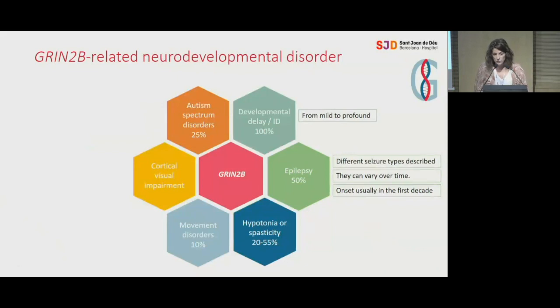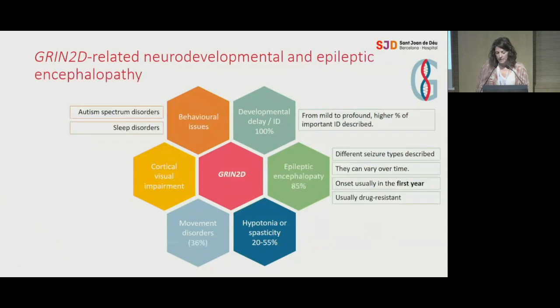In the case of GRIN2B-related neurodevelopmental disorder, what we see is a really similar picture to what we find in GRIN2A. And again the same in GRIN2D, although here it has been called a neurodevelopmental and epileptic encephalopathy, and this is probably related to an earlier onset than what is described for the previous genes. But in terms of seizure types, it is the same. We can have mostly any seizure type.